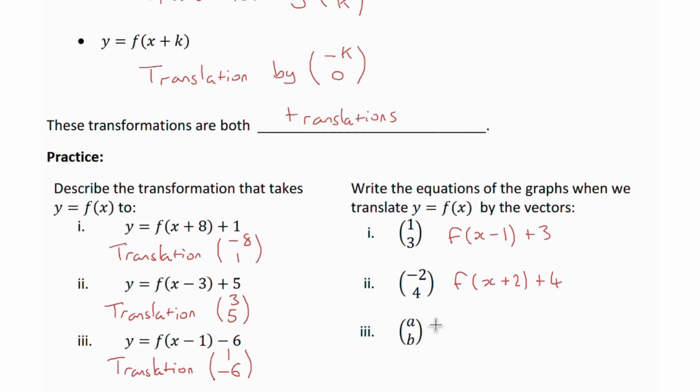And for any general function, any general translation by vector (a, b), it's f of x minus a, plus b, that would give that translation.